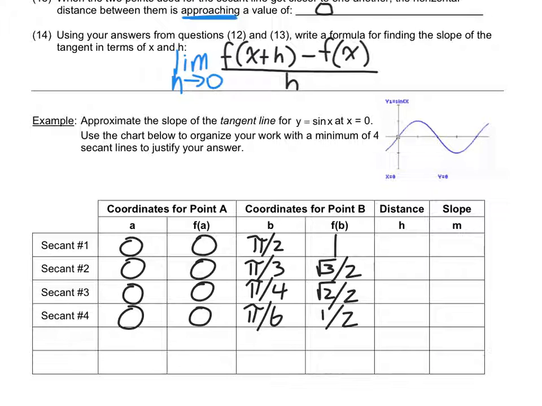All right, pretty easy to come by. Now, we know that the h distance, that horizontal distance, is whatever your b value is minus your a value. This is convenient because our a value is 0. So take each b and subtract 0 from it. So basically, we're just rewriting b.